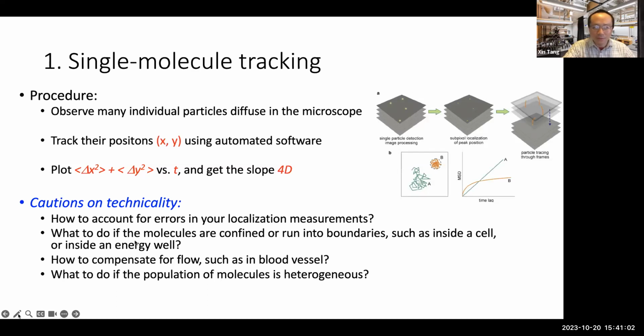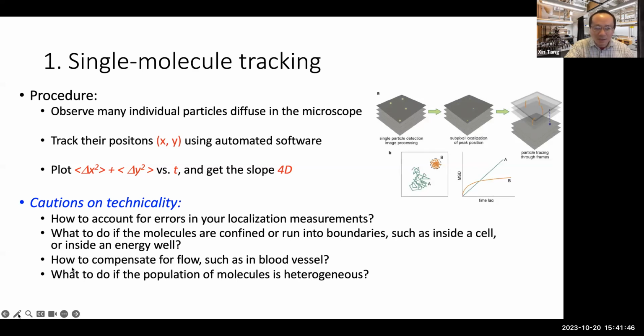And also, what to do if the molecules are confined or running into a boundary? If they always run into a boundary, such as inside a cell or inside an energy well, right? In many cases, there's an energy well there, for example an electric field. Then the movement of the particle is actually not that random. They prefer to go to the boundary. In that case, even if we can get this curve, how can we rectify it? Use some equations to adjust the final parameter, to make it more precise.